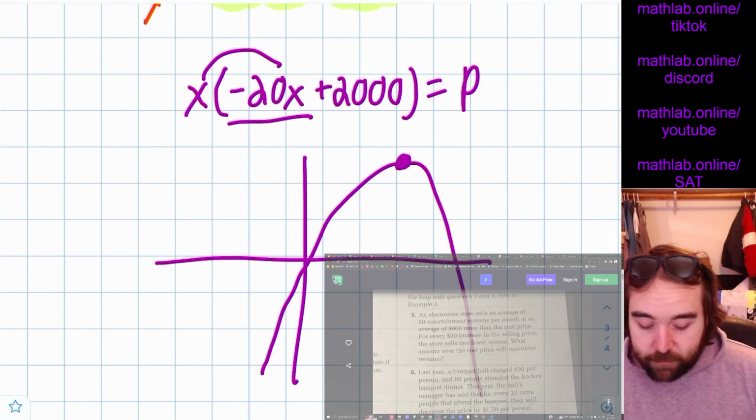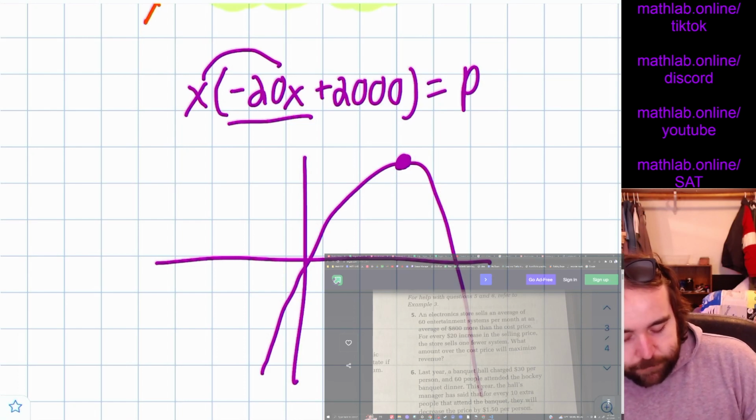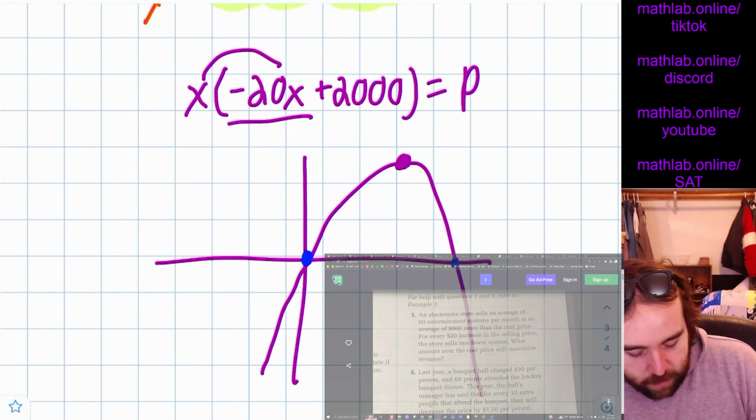So how are you going to find that? Well, I would think about how we should find the x-intercepts. So what are the x-intercepts? We do that by setting the profit equal to 0.